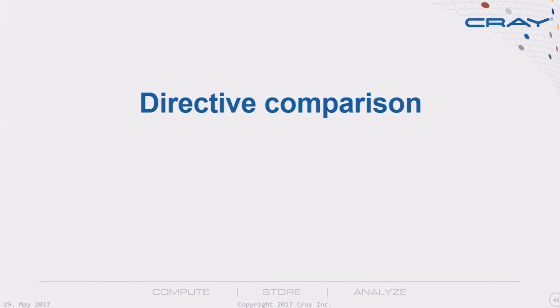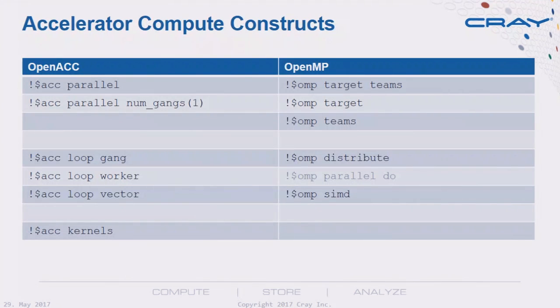Then I have a kind of directive comparison. I already did some comparison between OpenMP and OpenACC. Here I just want to give you a list where you can compare the different statements. You will also get my slides later on and can have a look at what maps to what. So starting with the compute constructs, we have on the one side OpenACC, on the other side OpenMP. So we have the OpenACC parallel, and on the other side the OpenMP target teams, which just mention that you want to parallelize.